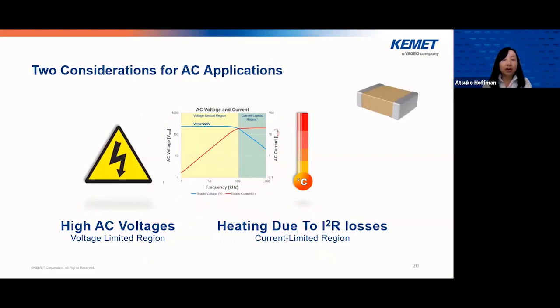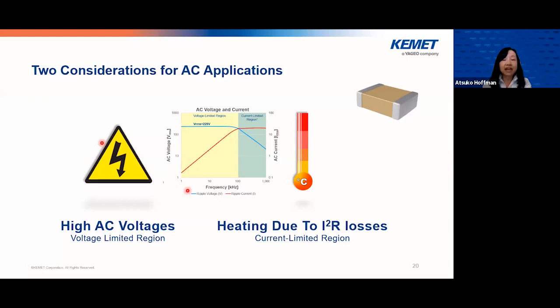So when we talk about AC voltage and AC current rating, there are two considerations in an AC application. The first one is high AC voltage, or what we call the voltage limited region. That's right here in this plot. The second one is heating due to I²R losses, which is what we call the current limited region, right here. This graph is an example plot, and it is available for each part type on our online tool, KCM.